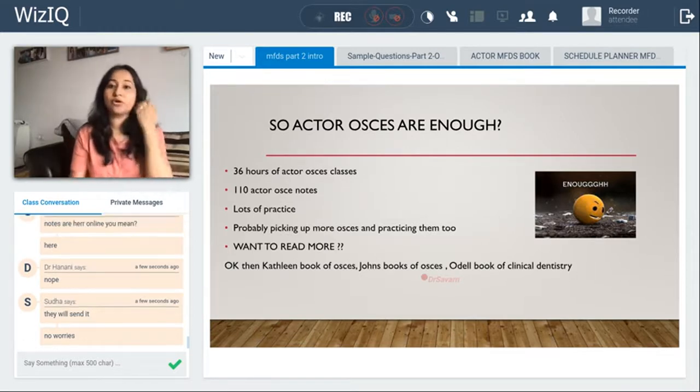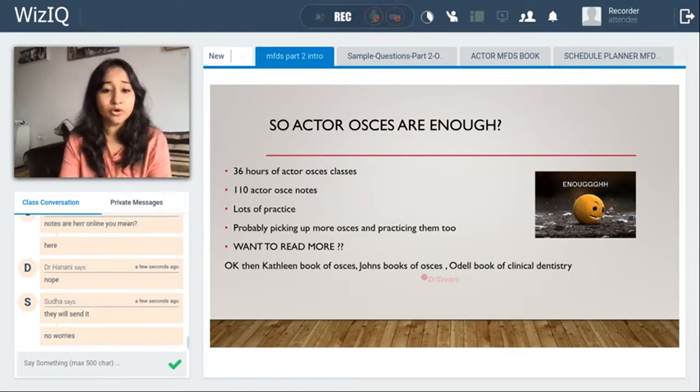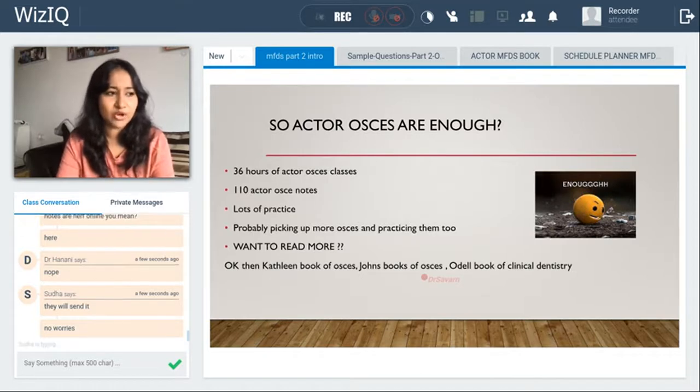One most important thing I want to tell you: there's a book called Odell, probably you are all aware of it. It is one of my favorite books. Apart from the usual books like Pink and Master Dentistry, I would suggest you start reading Odell. It should not be read at the end, because Odell is not going to help you talk; it will give you a perspective. There are some very simple cases and some complicated ones. Don't worry, very complicated cases will not come in your exams.